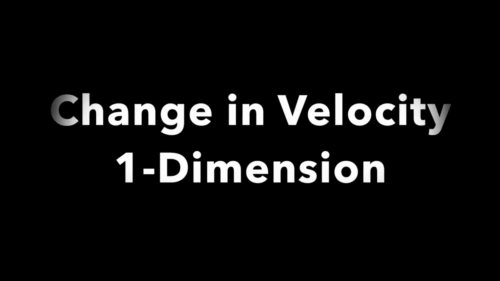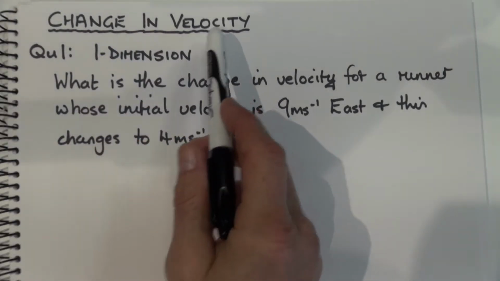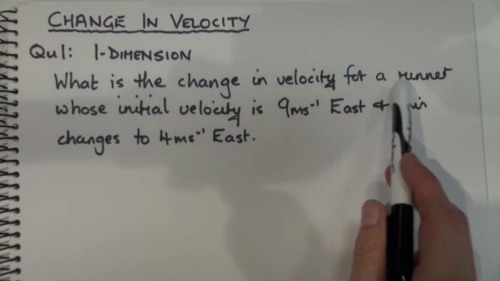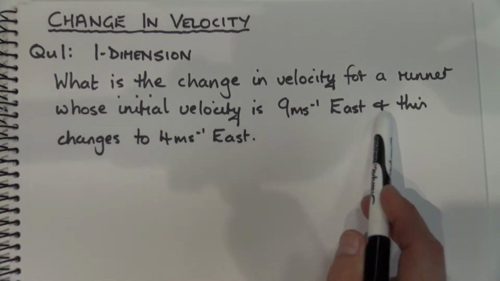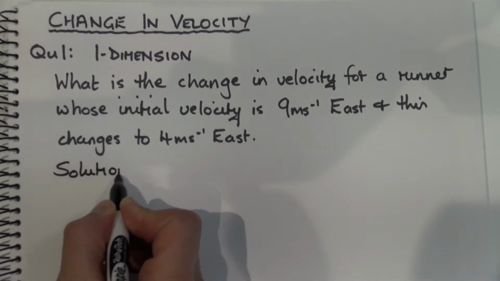In this video, we're going to look at changing velocity in one dimension. We have a scenario with a change in velocity for a runner whose initial velocity is 9 meters per second east, and this is going to change to 4 meters per second east. Okay, so let's work through this solution.